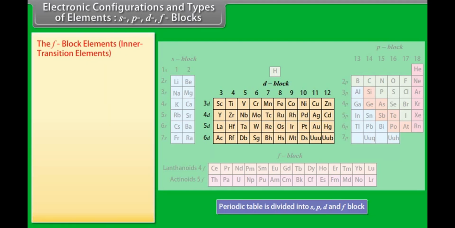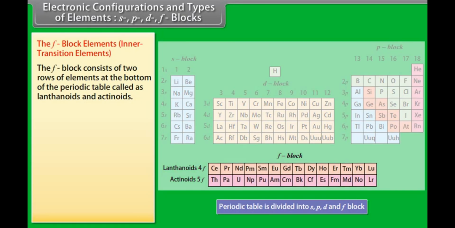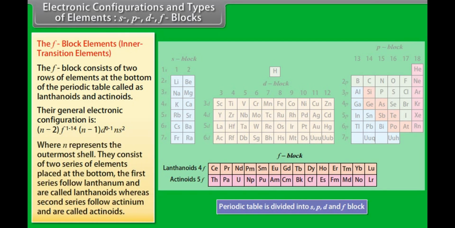The F block elements, inner transition elements. The F block consists of two rows of elements at the bottom of the periodic table called lanthanoids and actinoids. Their general electronic configuration is given, where n represents the outermost shell. They consist of two series of elements placed at the bottom. The first series follows lanthanum and are called lanthanoids, whereas the second series follows actinium and are called actinoids.